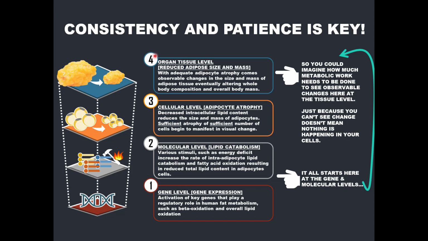So this is a scientific justification for consistency and patience when it comes to weight loss. An energy deficit does not result in observable weight loss immediately. It will take time, as you can see by the scale of events that need to take place. Just because you can't see changes doesn't mean nothing is happening at the molecular and cellular levels. If a few adipose cells atrophy, you're not going to notice it. It will take time to manifest itself at an observable level, the tissue and whole body levels.